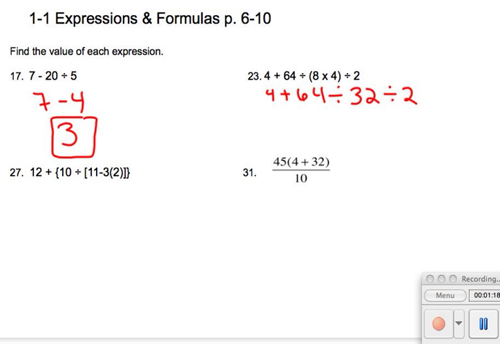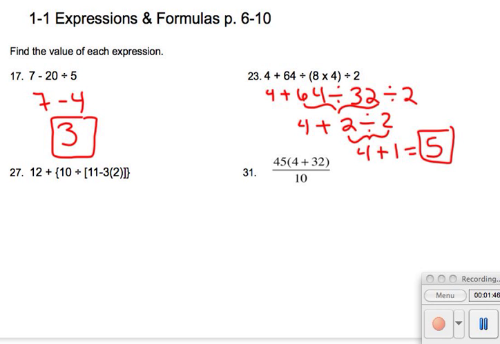Now the order of operations says, do your multiplication and division left to right, whichever comes first. So we have to take care of the 64 divided by 32 first. When we take 64 divided by 32, we're going to come up with a 2. So now we have 4 plus 2 divided by 2. We take care of the 2 divided by 2, and we'll get 4 plus 1, which is 5.